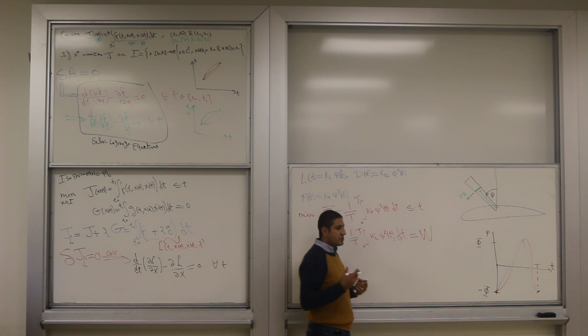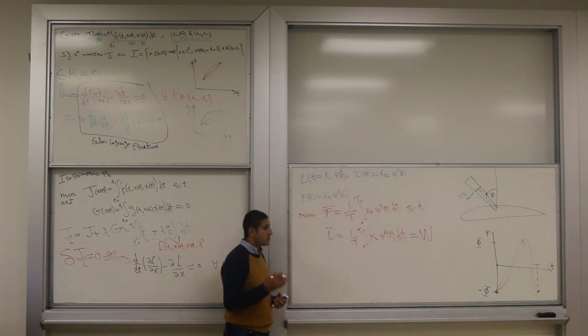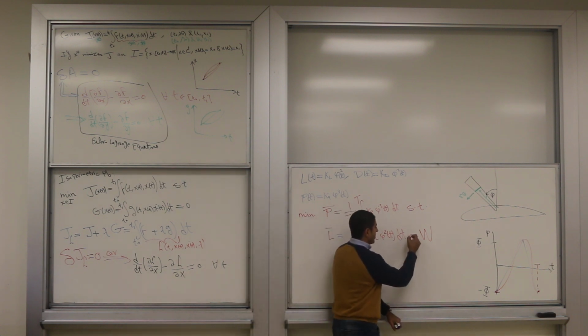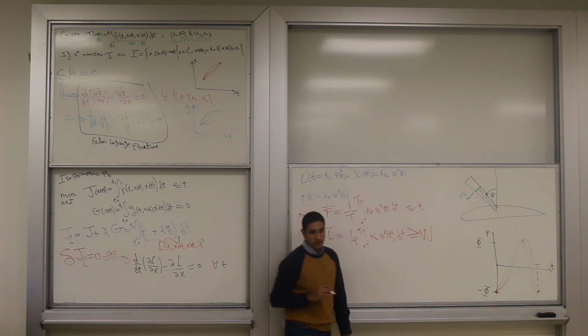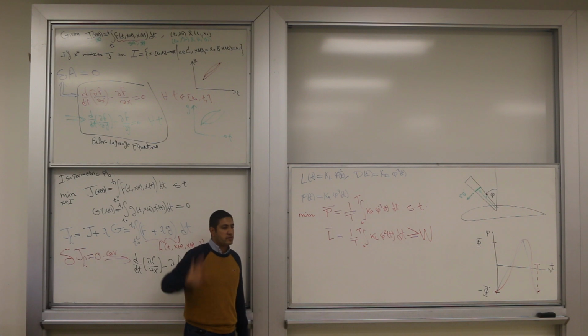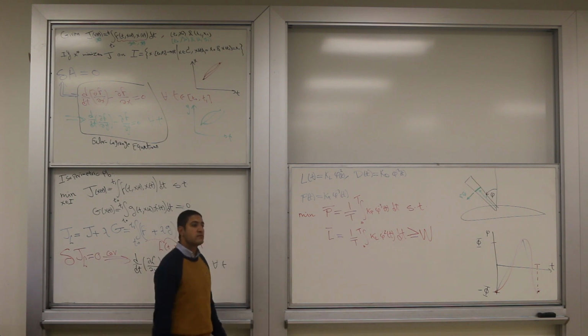Another thing in optimization is that, which is why I really like the 206 course. Everybody should take it. This constraint, in fact, if I want to write it, should be greater than or equal. My lift should be greater than or equal to the weight. I don't want to fall down.